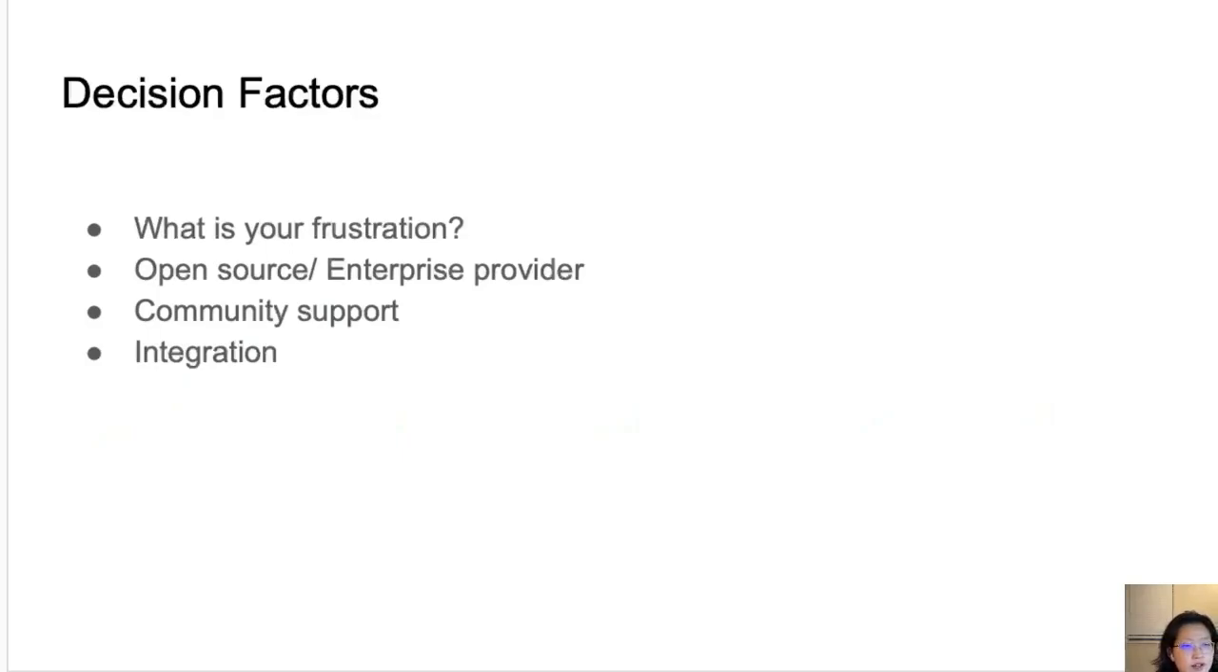So lastly, decision factors. I think for most people, you would really want to figure out what is the pain point right now. A lot of the time for me, the pain point is that my model isn't training fast enough, my model isn't scalable enough. So those are the things that can be resolved by tools such as Ray.